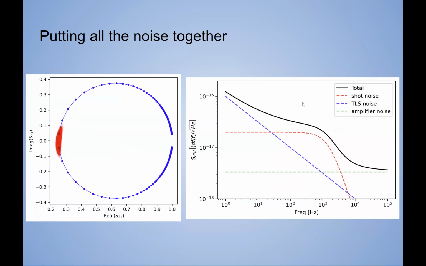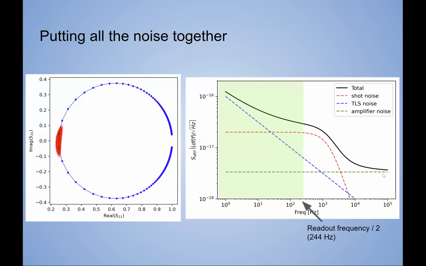At low frequencies, like 1 to 10 hertz, this TLS noise is dominant, and then if you're at some relatively high temperature for this KID, you can have shot noise comparable to that as well. And then the lowest limiting noise at high frequencies is just your amplifier.